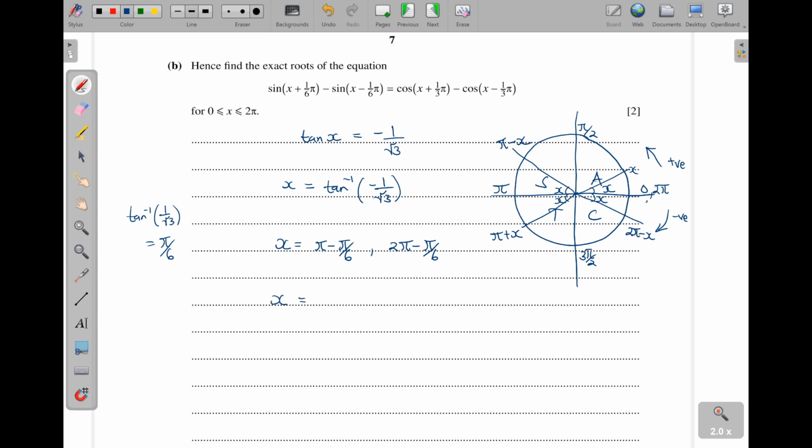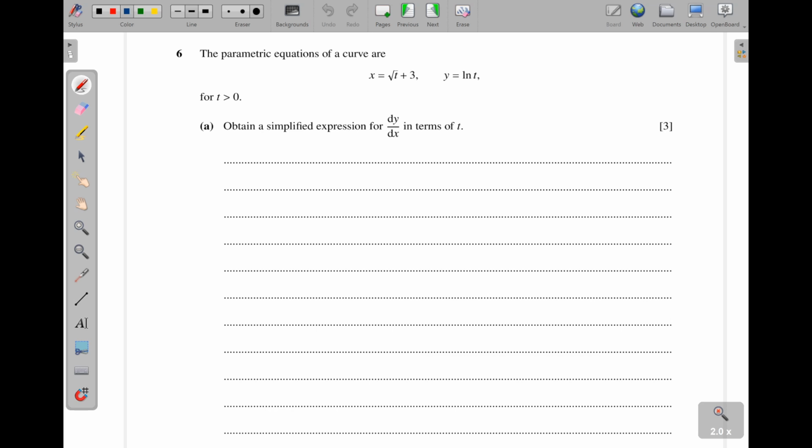So meaning x is going to be 6 minus 1, that will be 5 pi over 6, and then 12 minus 1 will give us 11 over 6. So this will be 11 pi over 6. Those will be our answers here.